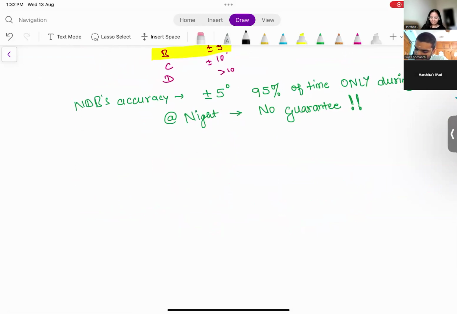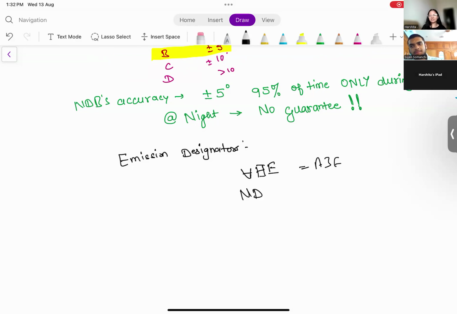Do you remember the emission designator? We remembered all of them. Like for DME, we remembered P0N. For VDF, VHF, we remembered A3E. For HF, we remembered J3E. Remember? A, 3, and E. For NDB, do you remember what it was?